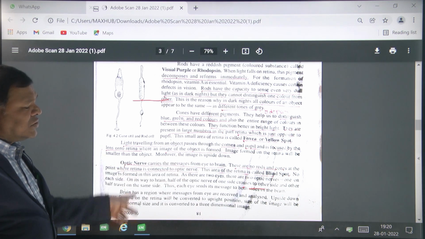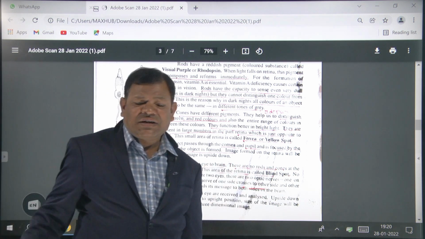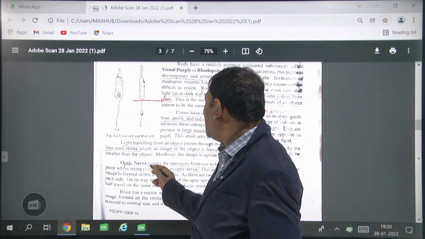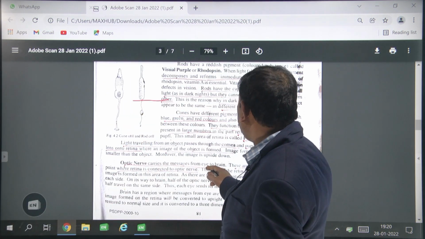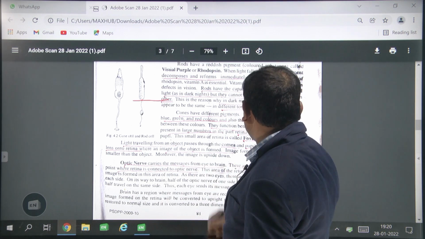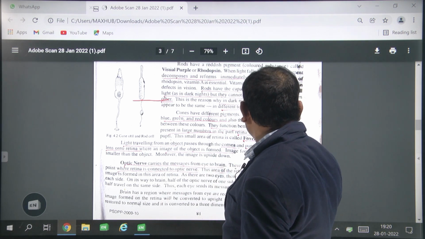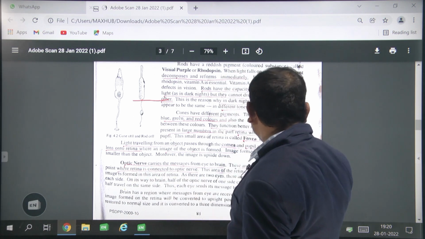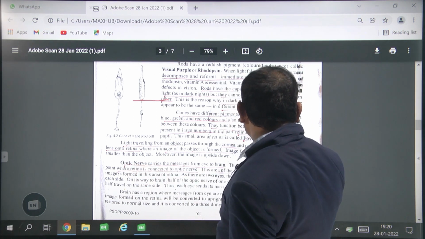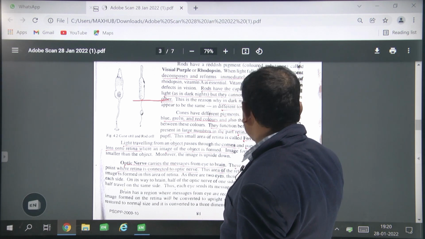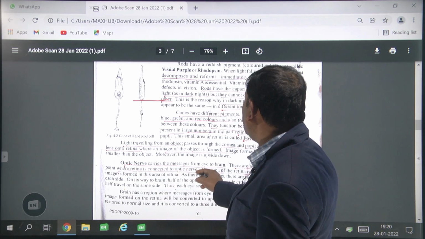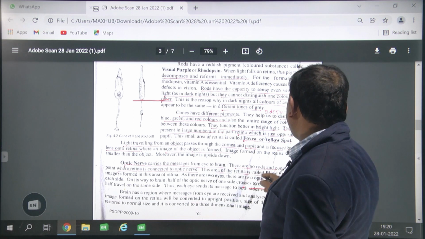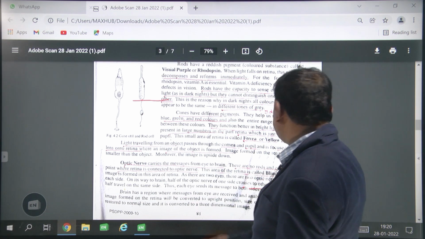Optic nerve. So what is the nerve opposite of that retina? That is known as the optic nerve. The optic nerve carries the messages from the eye to the brain. There are no rods and cones at the optic nerve point. That is called the blind spot. Where the retina connects to the optic nerve, there are no rods and cones, and that area of the retina is called the blind spot.